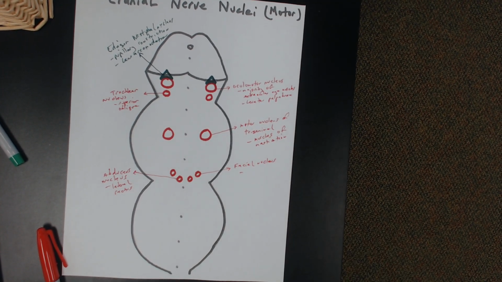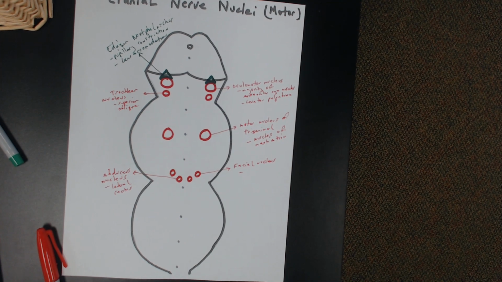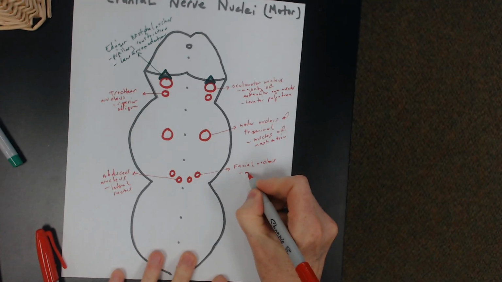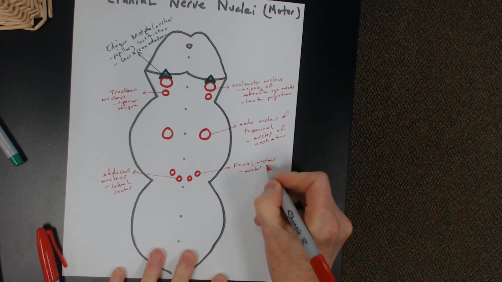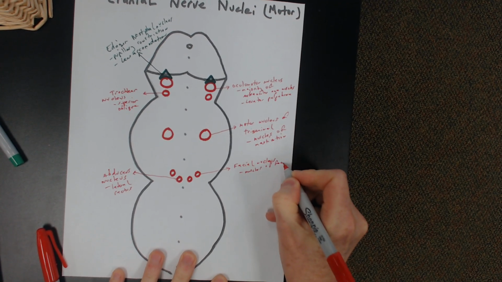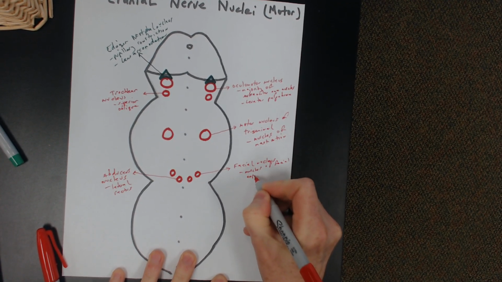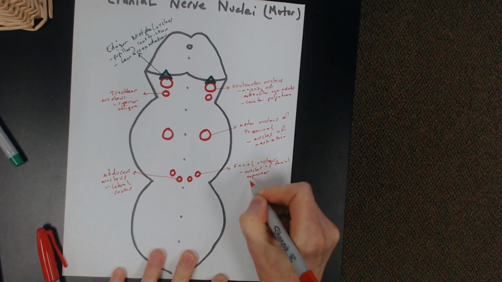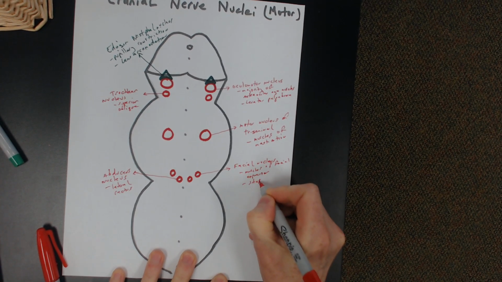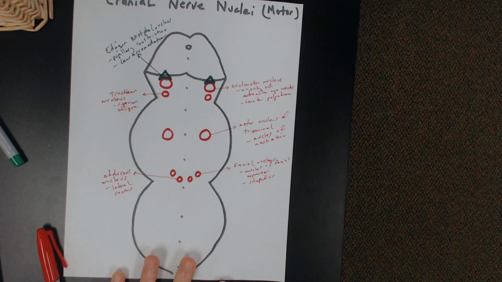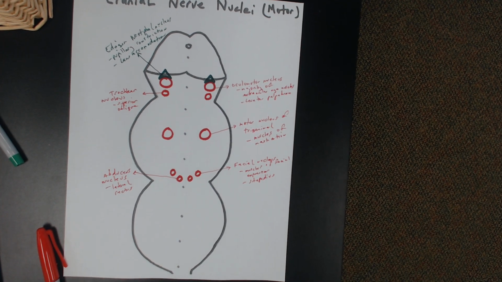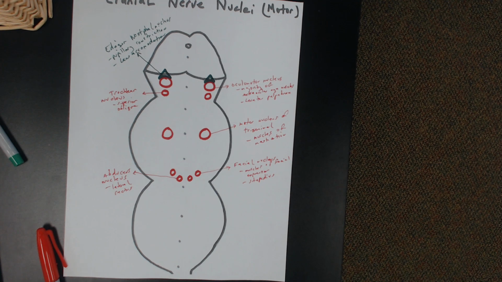Facial nucleus, what does it innervate? Yeah, muscles of facial expression, and one more that everybody forgets about, stapedius. And stapedius. It's the job of the stapedius muscle to help dampen the sound as information's coming in.